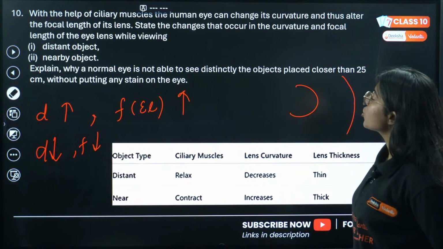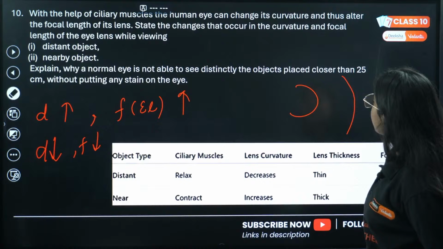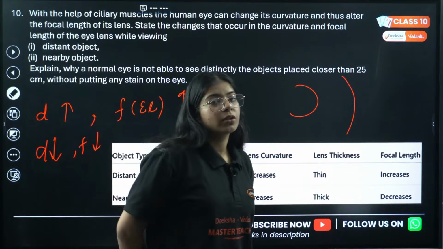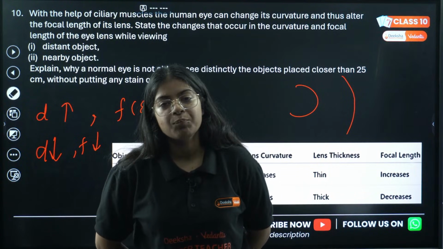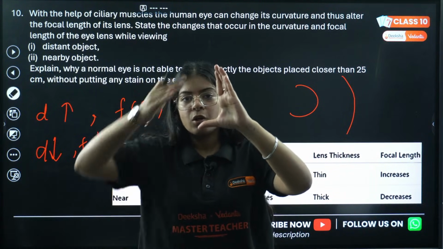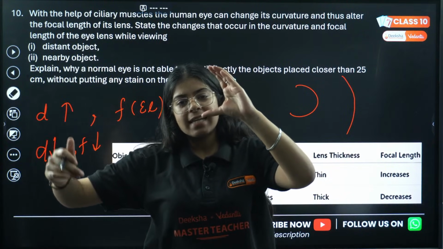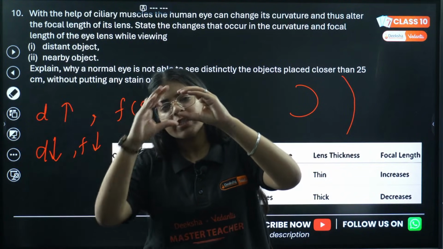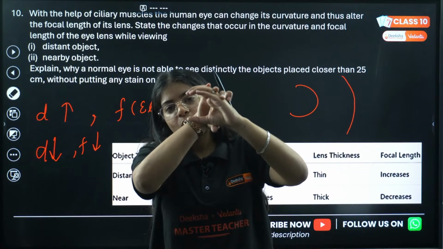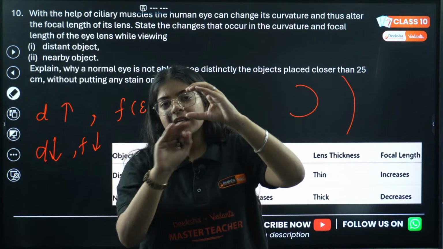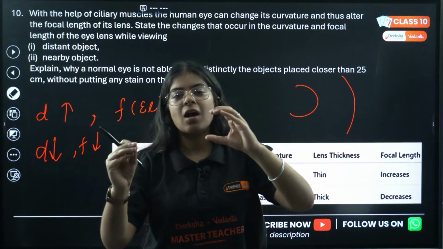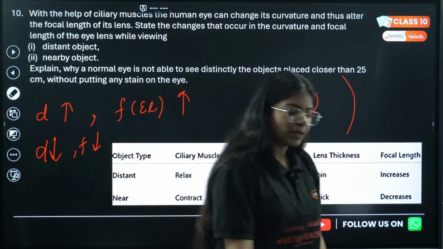Explain why a normal eye is not able to see distinctly an object placed closer than 25 centimeter without putting any strain on the eye. So I have a lens in my eye. That lens has a limit. It can extend till here, not more than this. It can bend only till here, it cannot bend more than that. Because of the extent of this bending, it only allows objects till 25 centimeter to appear clearly.